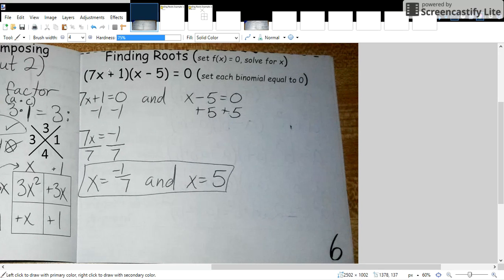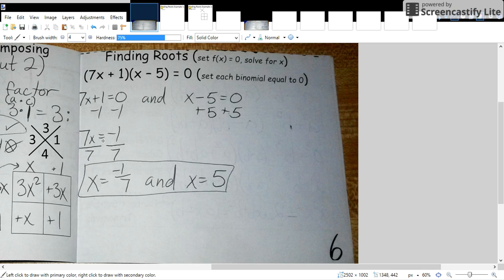So we've set our two binomials equal to 0. In this case, we already have our factored form, which is what we want for these kind of problems. So we're going to set each binomial individually equal to 0. So we have 7x plus 1 equals 0, and x minus 5 equals 0. So on this one, we're going to subtract 1 on both sides.